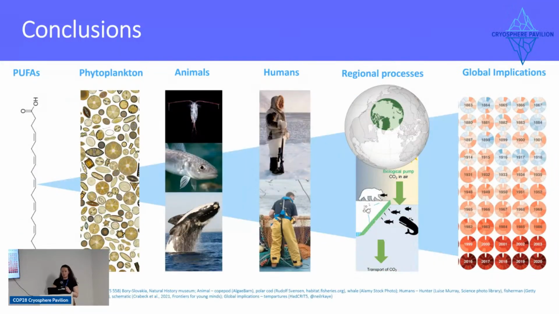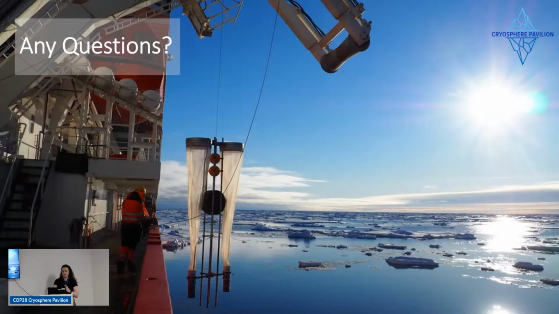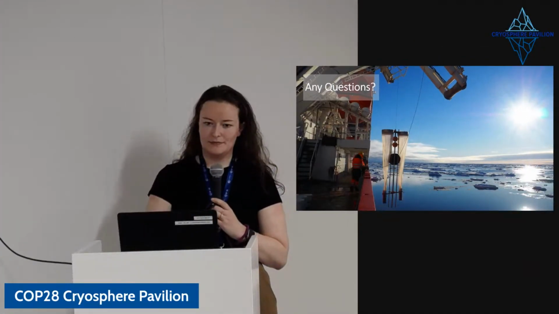So hopefully in this presentation you've seen how we've gone from a molecular level all the way over to global implications. And it's really important here to realize that through each step, there's lots of different interactions, but that in this aspect of it, Calanus is really important for linking all of those processes together. Thank you. Does anyone have any questions?